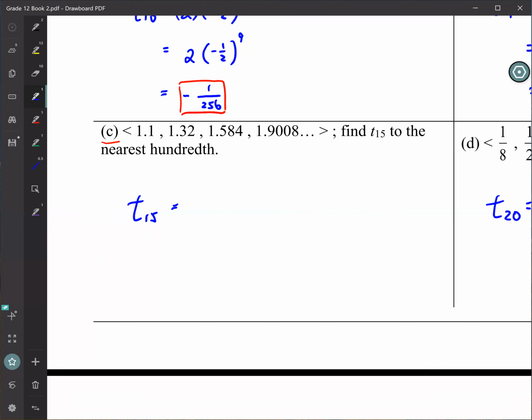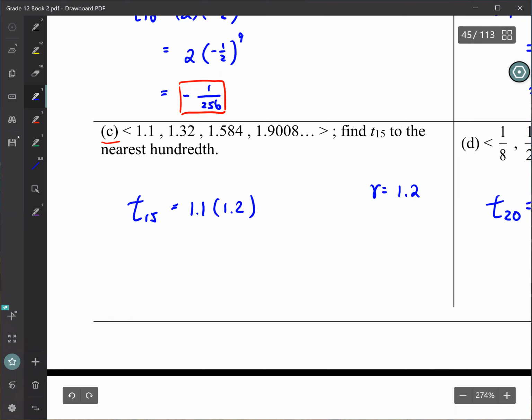Please raise your hand if you have finished already. Okay, Kelly, do you have the ratio for C? 1.2. Okay, so I'll do the setup. A times 1.2 to the 14. Type it into your calculator.